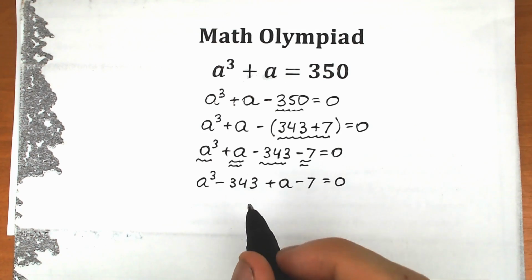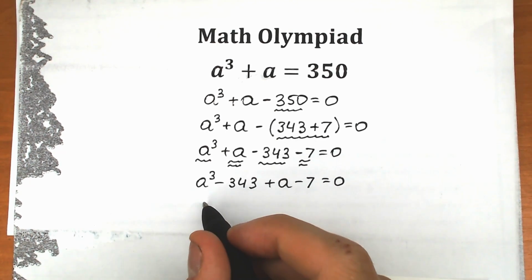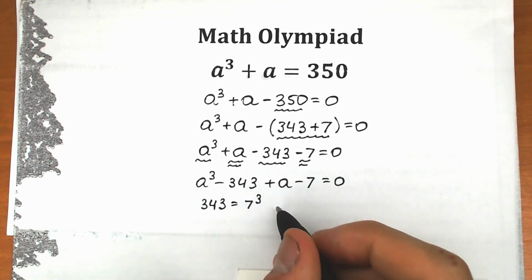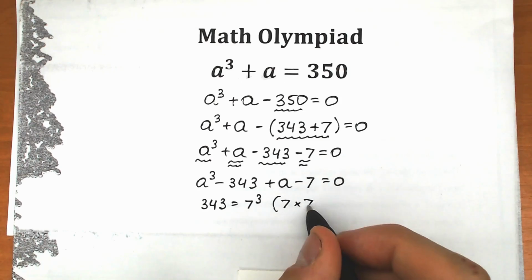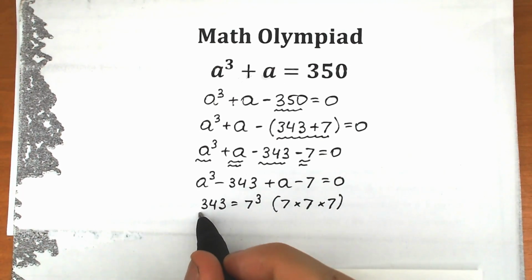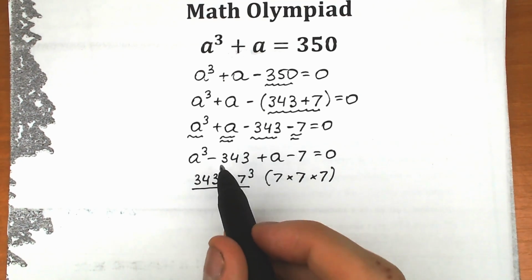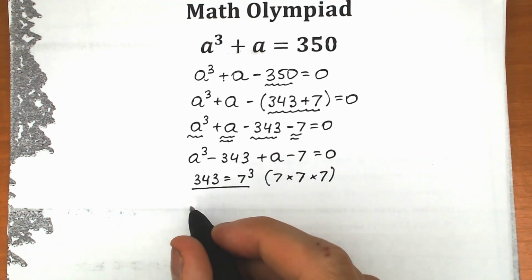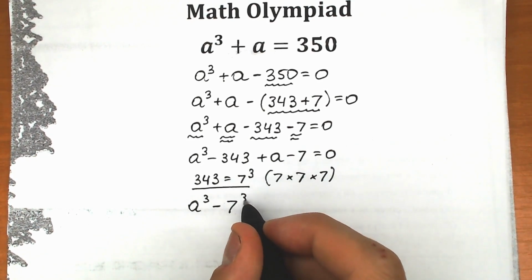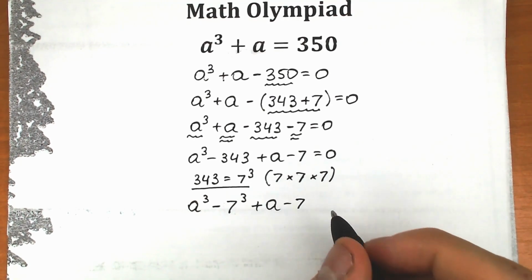But if you look closely, 343 we can write as 7 cube. So 343 is the same as 7 cube, 7 times 7 times 7. You can easily check this expression. Yeah, we have an absolutely correct expression. So 343 equals 7 cube. So right now let's change this 343 to 7 cube. So what do we have right here? A cube minus 7 cube plus a minus 7 equal to 0.